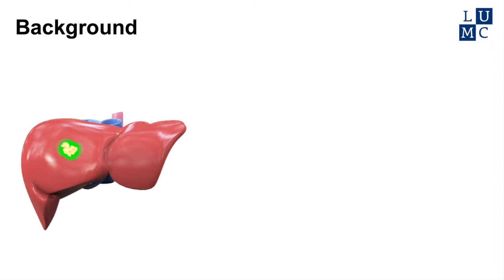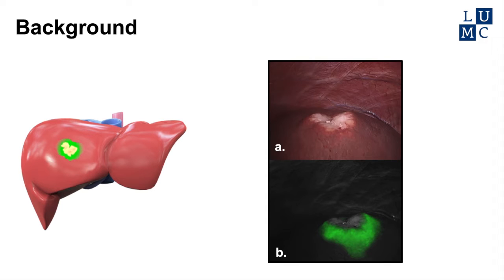24 hours after intravenous injections, ICG accumulates inside immature hepatocytes surrounding the metastasis, creating a specific fluorescent rim as shown in these pictures on the right and the 3D liver model on the left.